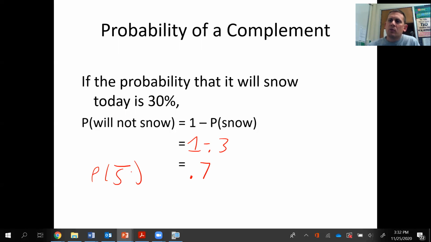Again, writing it out with symbols. We're just learning it now, so it's written out in words. But eventually we want to transition to writing things with symbols because it's faster and easier. Okay? So 70% chance that it's not going to snow.